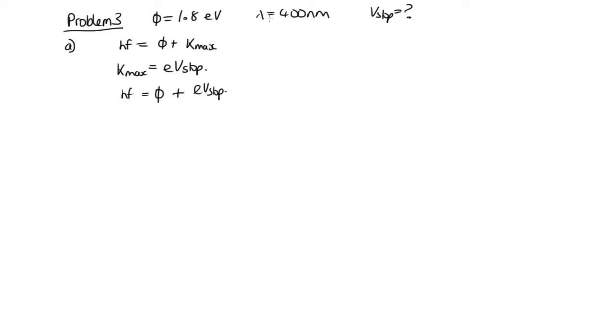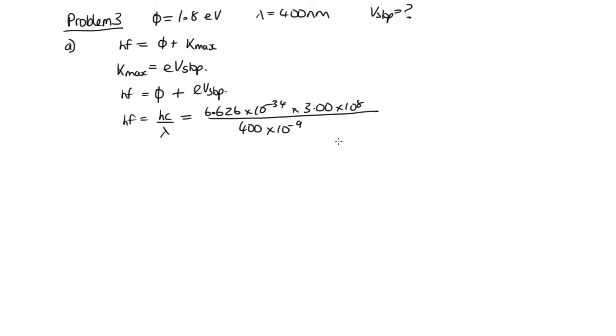HF, we're given our lambda. Now what we've got is this in electron volts. We'd be interested in this in electron volts because then we'd have our stopping voltage straight away. So let's work out what this HF is in electron volts. So we have HF is equal to HC over lambda, which is equal to 6.626 times 10 to the minus 34 times 3 times 10 to the 8 over 400 nanometers, which is 400 times 10 to the minus 9.